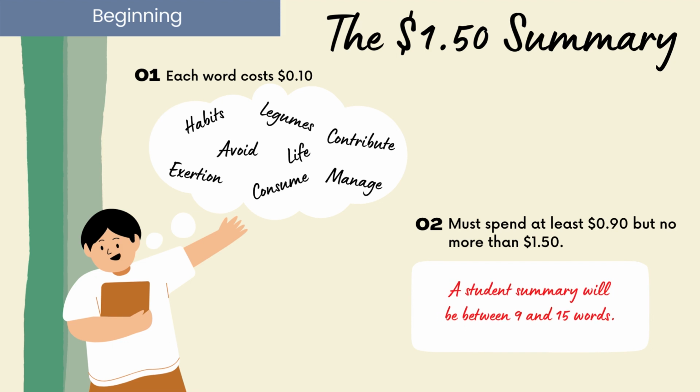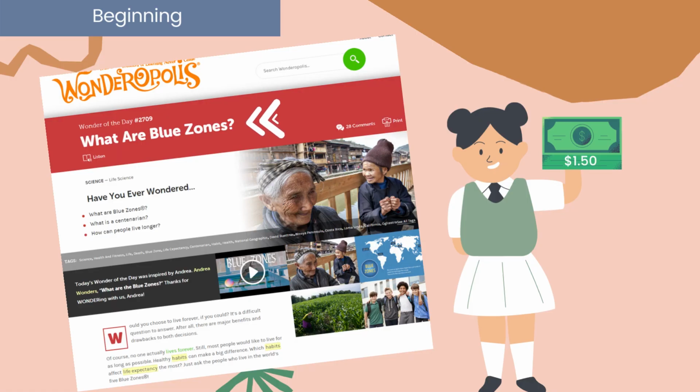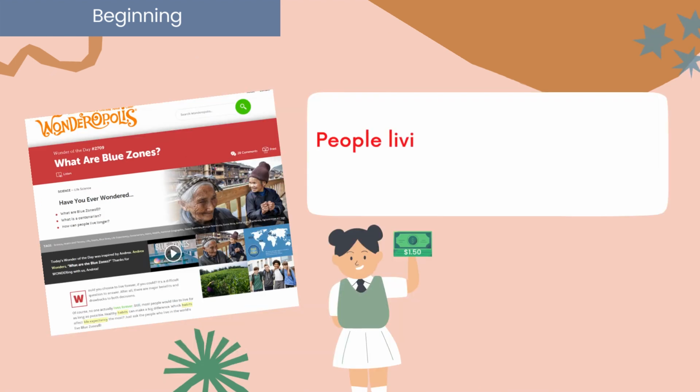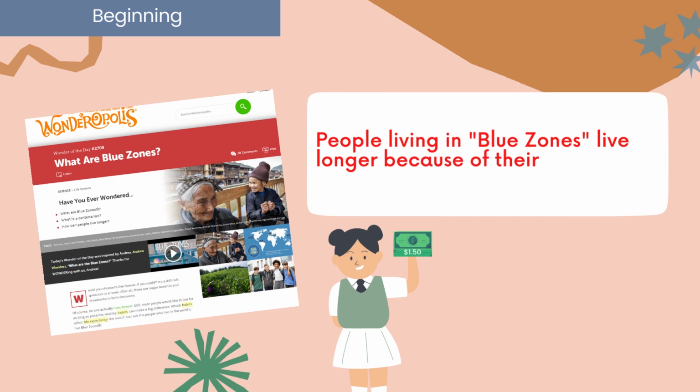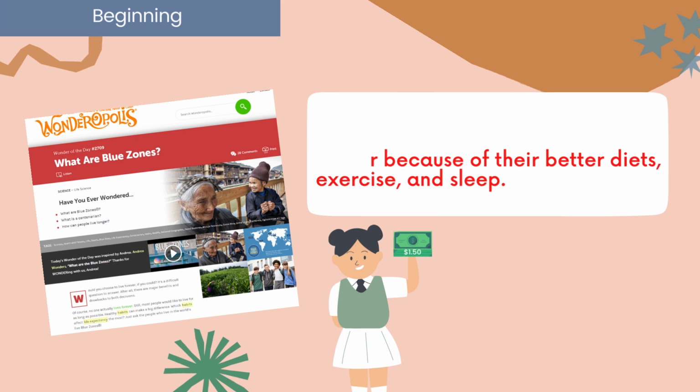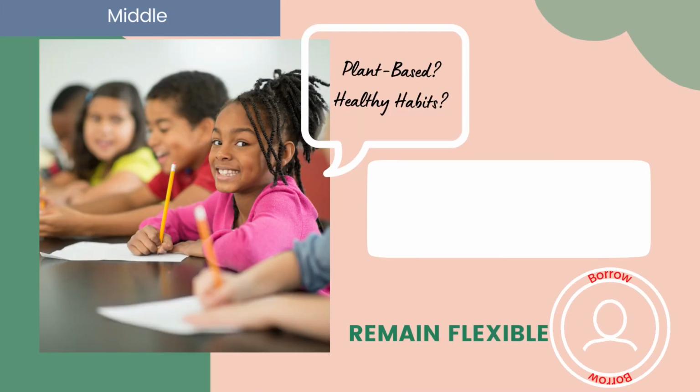Let's say that the students have just completed reading an informational text about blue zones in different parts of the world. A sample $1.50 summary statement could be: people living in blue zones live longer because of their better diets, exercise, and sleep. During the process, it is important to remain flexible and allow students to borrow a dime if they need an extra word, if the teacher deems that word to be valid.